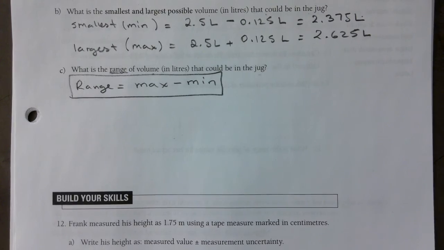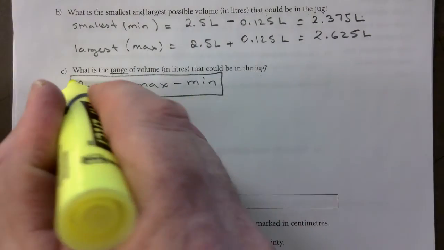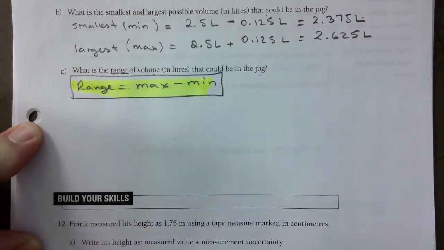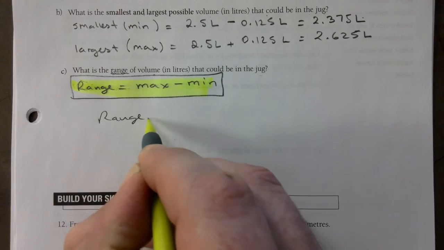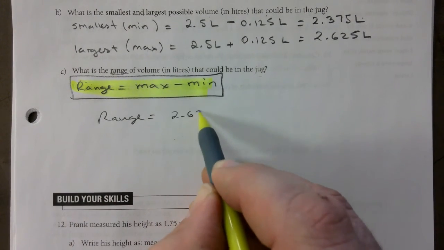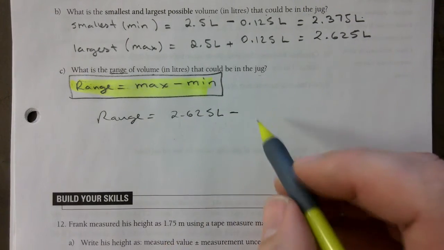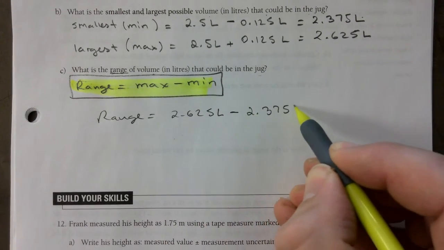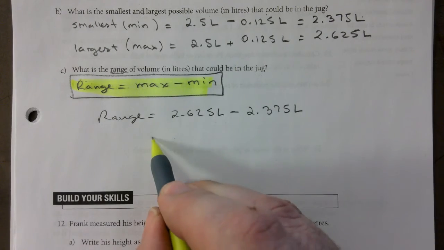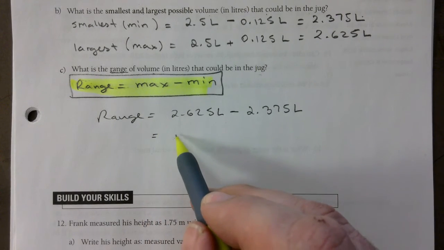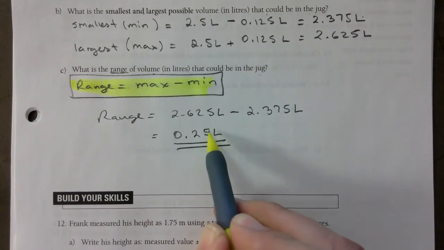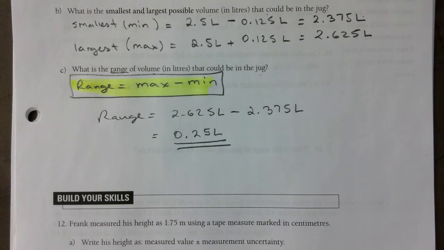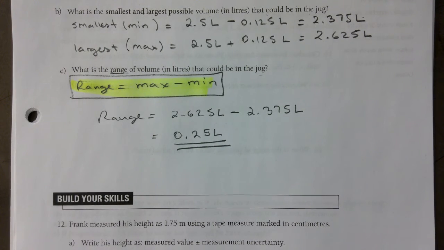Okay. You need to have that. I'm going to highlight that. Right. So our range here is the max, which is 2.625 liters, minus 2.375 liters. And when you do that, you get 0.25 of a liter. That is the range. Range is the difference between the smallest and largest. That's always the range. Okay.